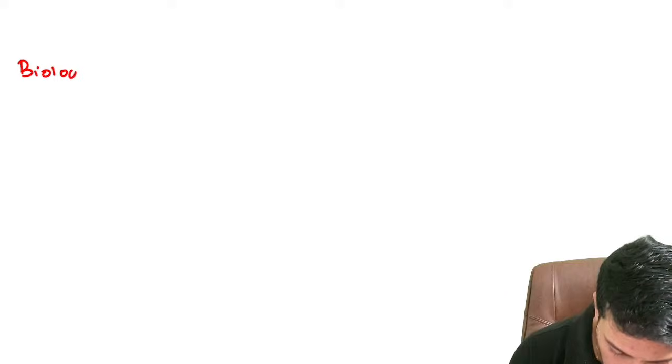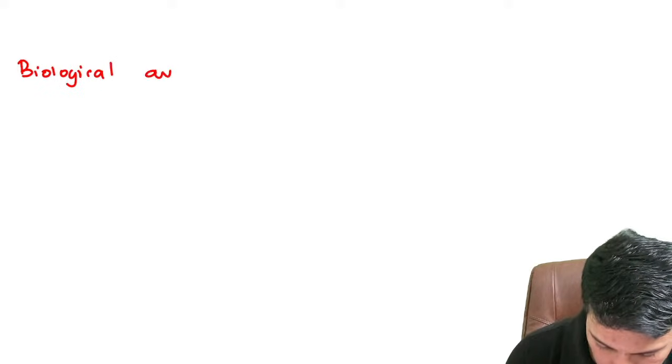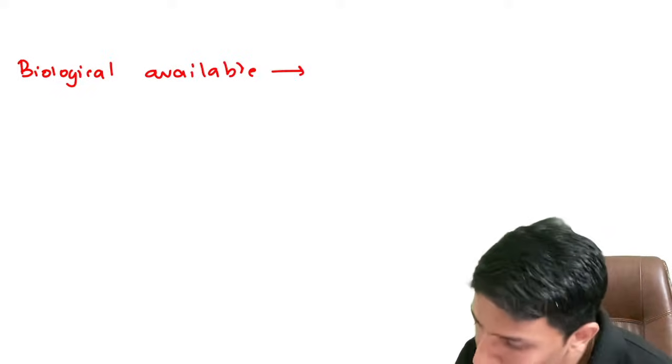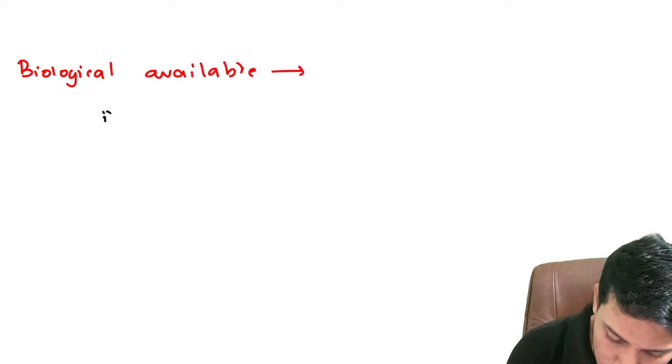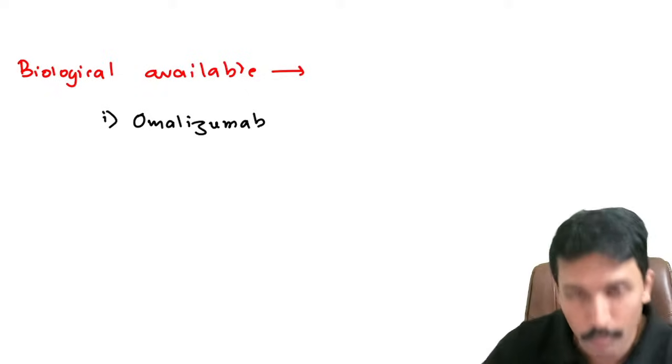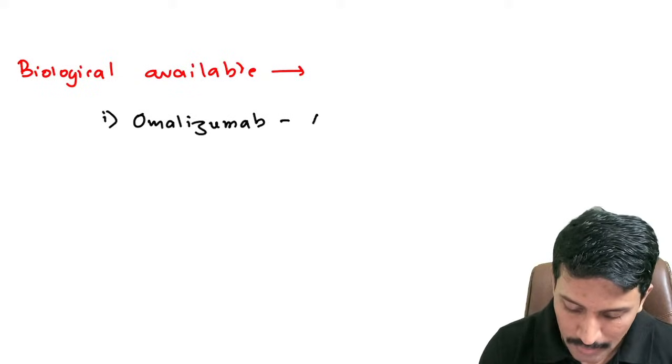So what are the biologicals available? Yes, one of you already mentioned omalizumab. Omalizumab is an answer that you cannot miss. Your examiners are closely looking for it under the heading of biologicals. Omalizumab, which is an anti-IgE monoclonal antibody.